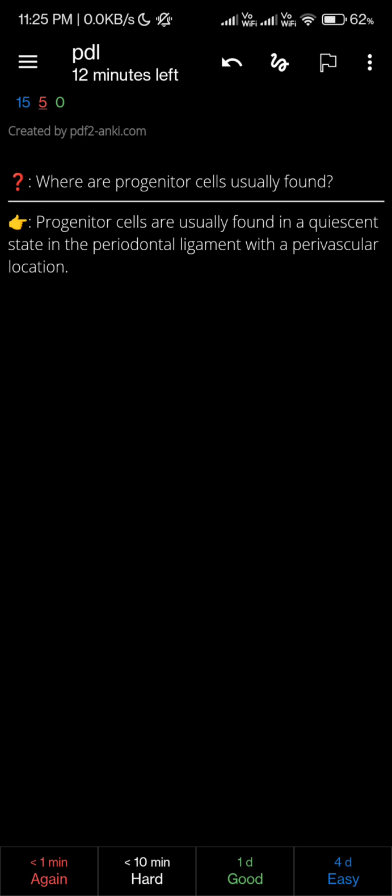Where are progenitor cells usually found? Progenitor cells are found in the periodontal ligament in a quiescent state, with a perivascular location.